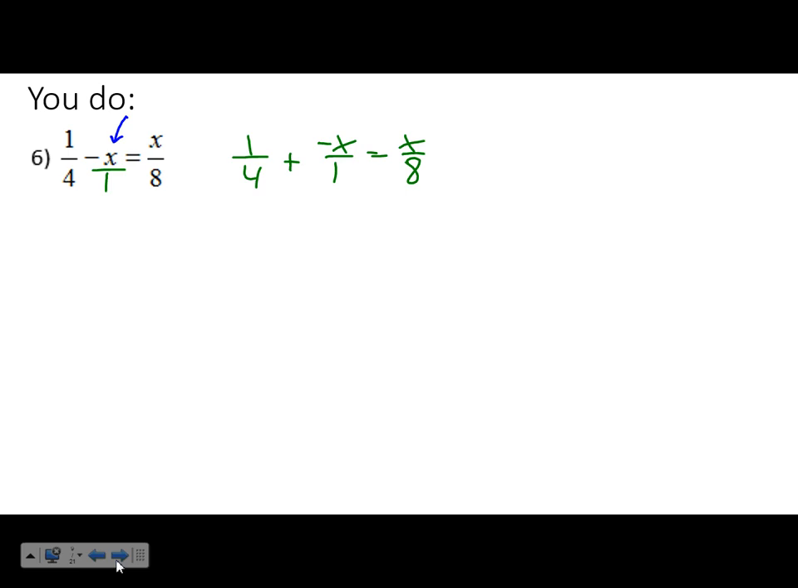So I want to change all my denominators to 8, so I'm going to multiply the 2 by 4, and I'm going to multiply the 1 by 8, which means you have to multiply the numerators. So we get 2 times 1 is 2 over 8. 8 times -x is -8x over 8. And x over 8 doesn't change at all because we didn't have to multiply it by anything. It already was 8. So the denominators are all the same, so we don't have to worry about those. Let's just look at our numerators.